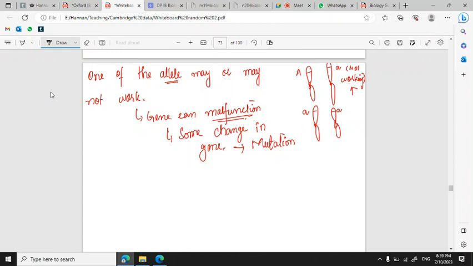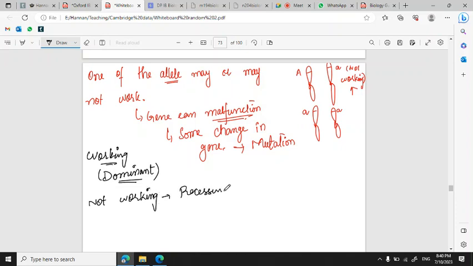So let me tell you. Sometimes when an allele is working, we call it dominant. Actually, almost 99% of the time, when an allele is working, we call that allele the dominant one, and when an allele is not working, we use the word recessive for it.